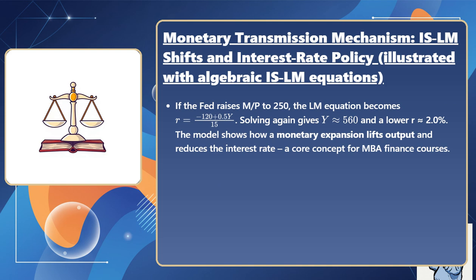If the Fed raises M over P to 250, the LM equation becomes R equals (negative 120 plus 0.5 Y) divided by 15. Solving again gives Y approximately 560 and a lower R approximately 2.0%. The model shows how a monetary expansion lifts output and reduces the interest rate, a core concept for MBA finance courses.